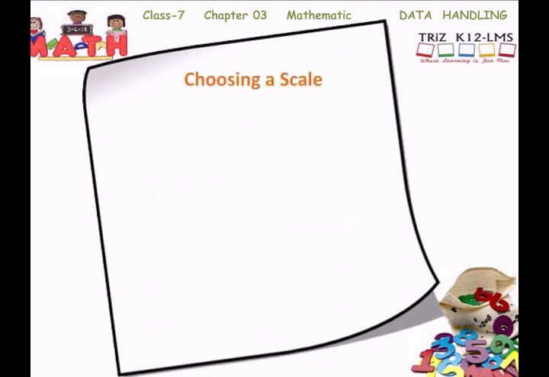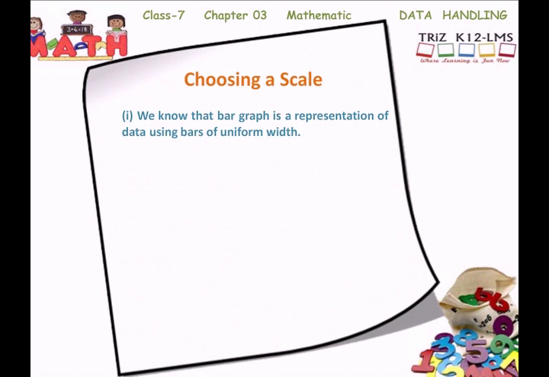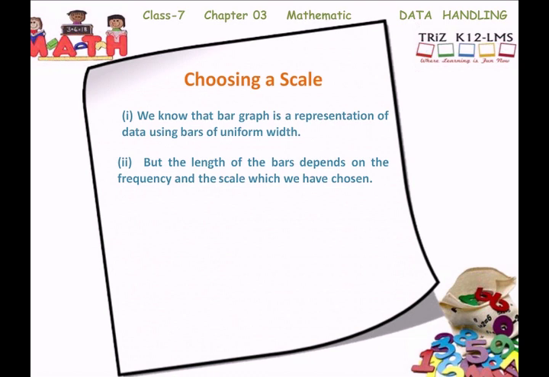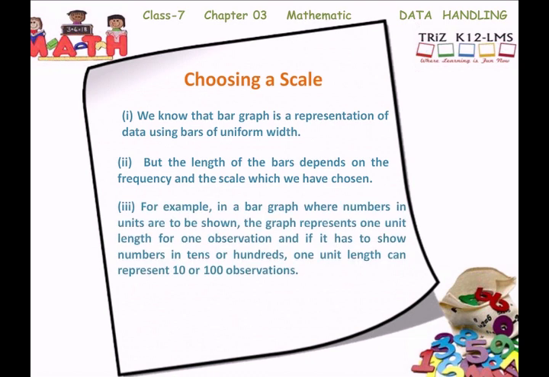Choosing a scale. We know that bar graph is a representation of data using bars of uniform width, but the length of the bars depends on the frequency and the scale which we have chosen. For example, in a bar graph where numbers in units are to be shown, the graph represents 1 unit length for one observation, and if it has to show numbers in tens or hundreds, 1 unit length can represent 10 or 100 observations. Let us study some more examples to make it more clear.